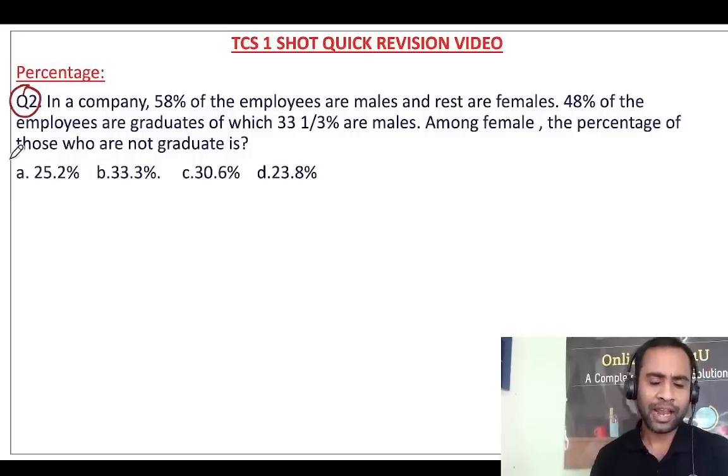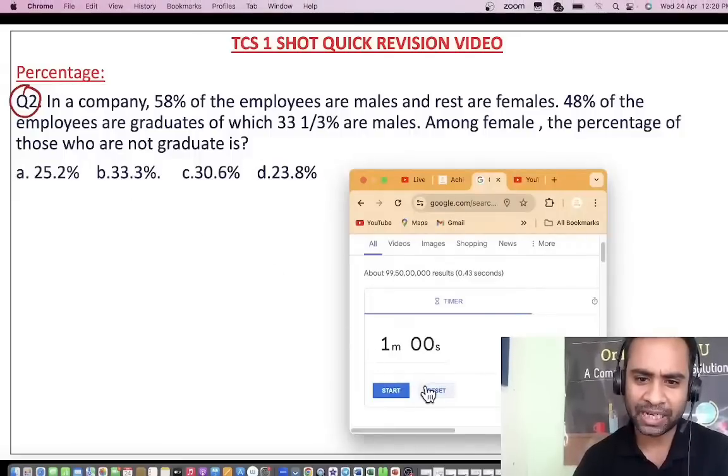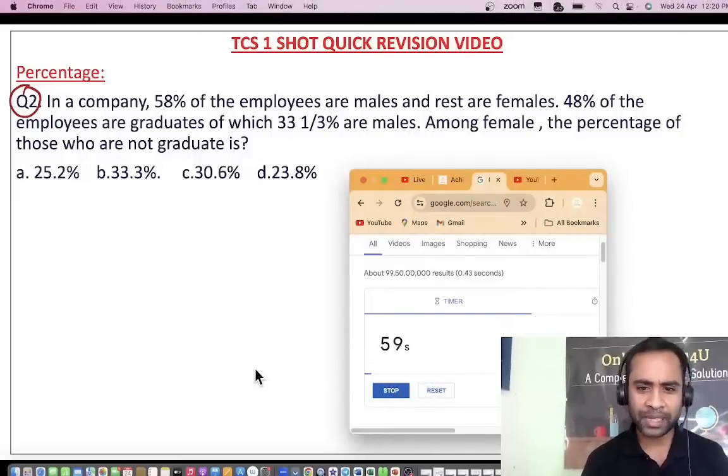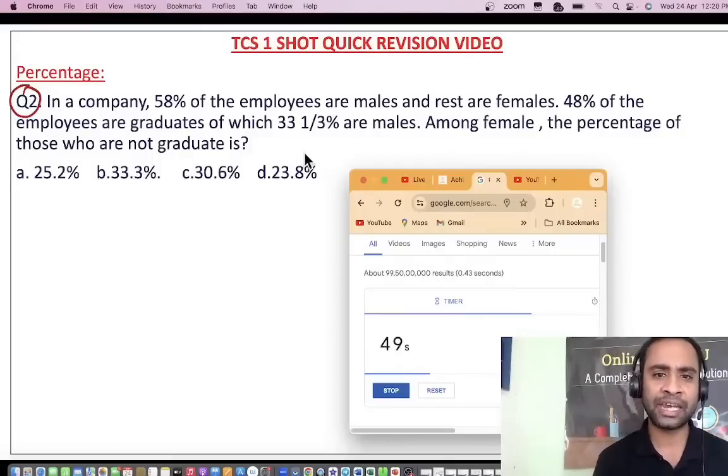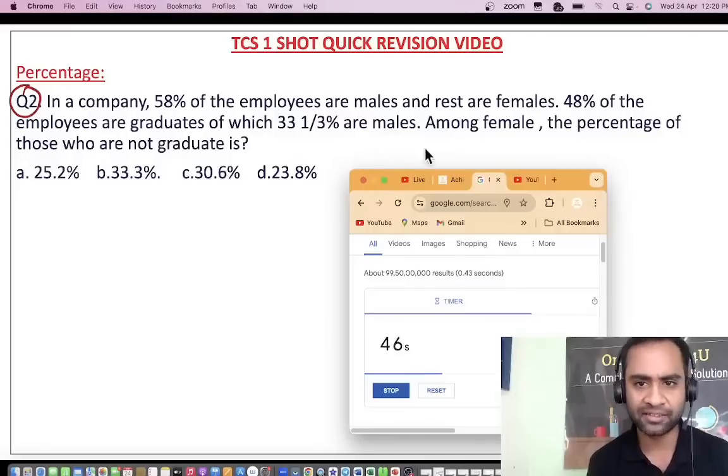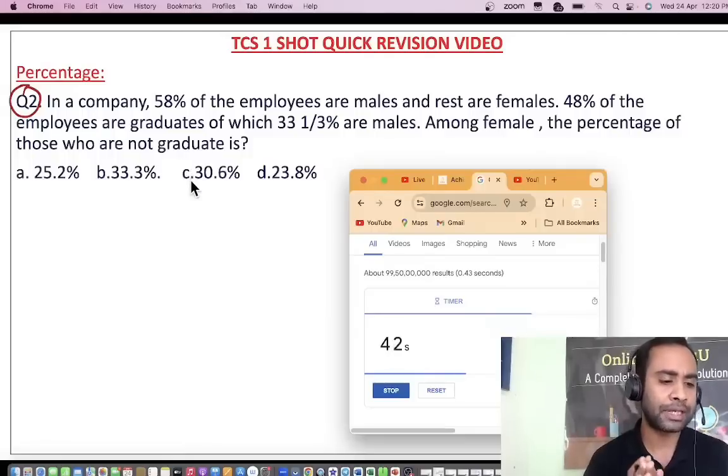Okay, come on. Now, next question. In a company, 58% of the employees are males and rest are females. 48% of the employees are graduates, of which 33 1 by 3 percent are males. Among female, what is the percentage of those who are not graduate?